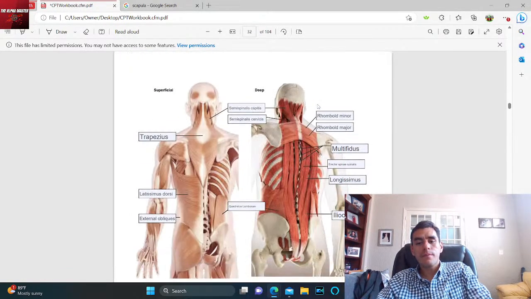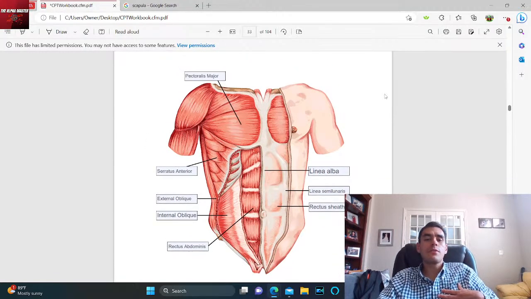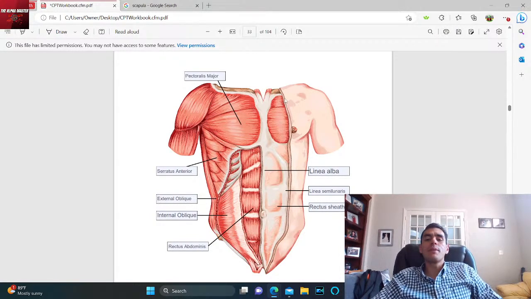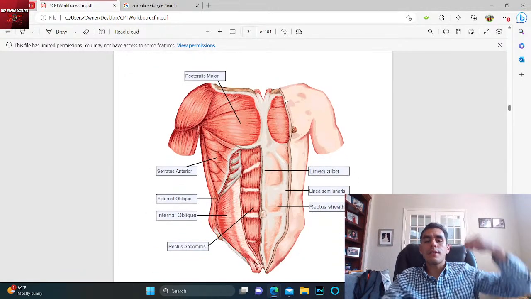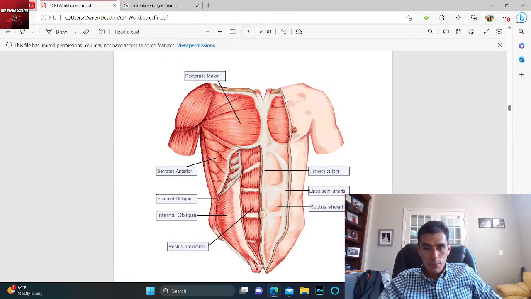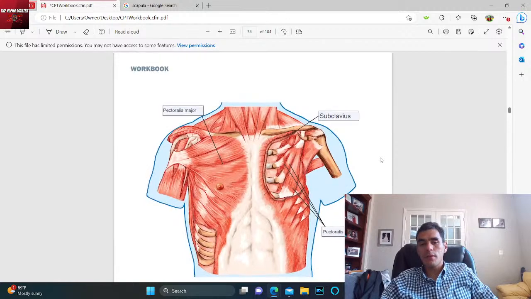So you have in here the pectoralis major, the serratus anterior, the external obliques, the internal obliques, more internal, and the rectus abdominals, your abdominal muscles. In the rectus abdominals you have the linea alba, the linea semilunaris, and the rectus sheath. More superficial is going to be the linea alba, the linea semilunaris, and the rectus sheath. So definitely not going to be on the test.